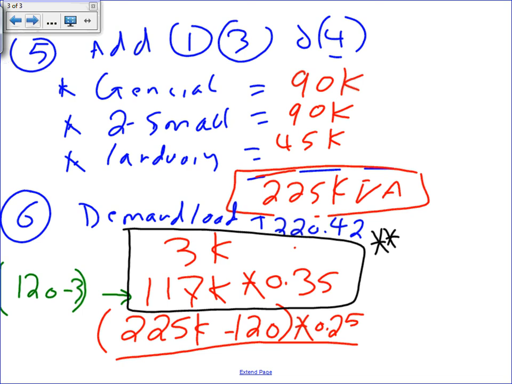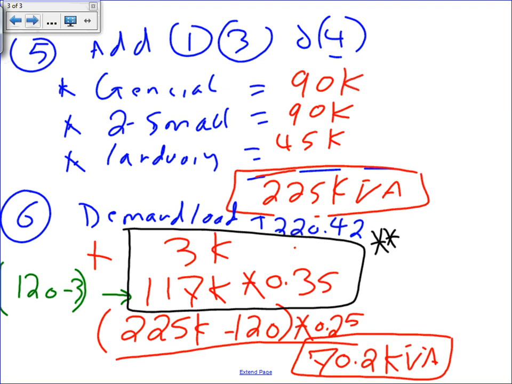Okay, I need somebody to give me the answer. Now we add them up, so please don't forget to add them up. So 3K, anybody came up with an answer? So I have 117 times 0.35 plus 3 plus 225. I should have done the 225 minus 120 times 0.25, plus 3, plus open brackets 117 times 0.35, close the brackets. I have 70.2. Anybody came up with something different? 70.2 kVA. That's your total.